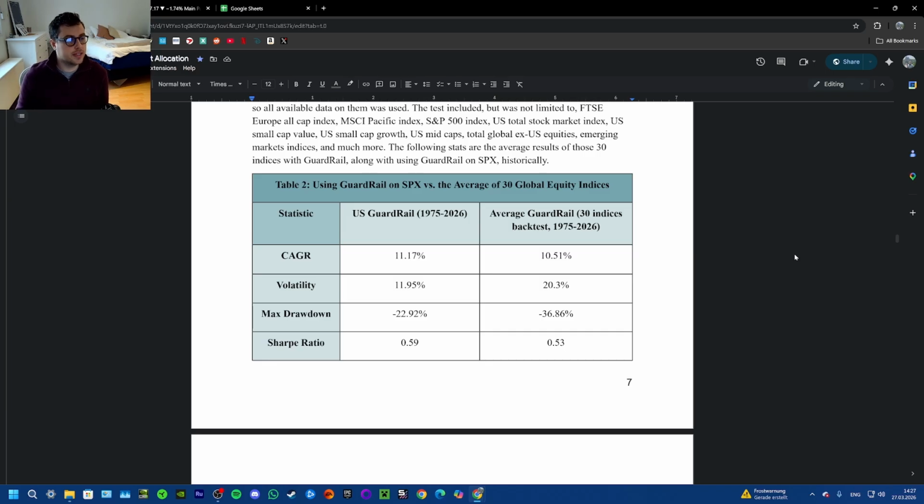And what I found was that this strategy on US large caps, the S&P 500, returned 11.17% in this time period, and the average return was 10.5%. So it looks better on the S&P 500 than it does on the average index. However, max drawdown and the Sharpe ratio both were improved, as well as volatility, for almost every single index I tested. So in every time frame and in every index I tested, it improves the volatility, it improves the max drawdown, and it improved the Sharpe ratio about 80% of the time.